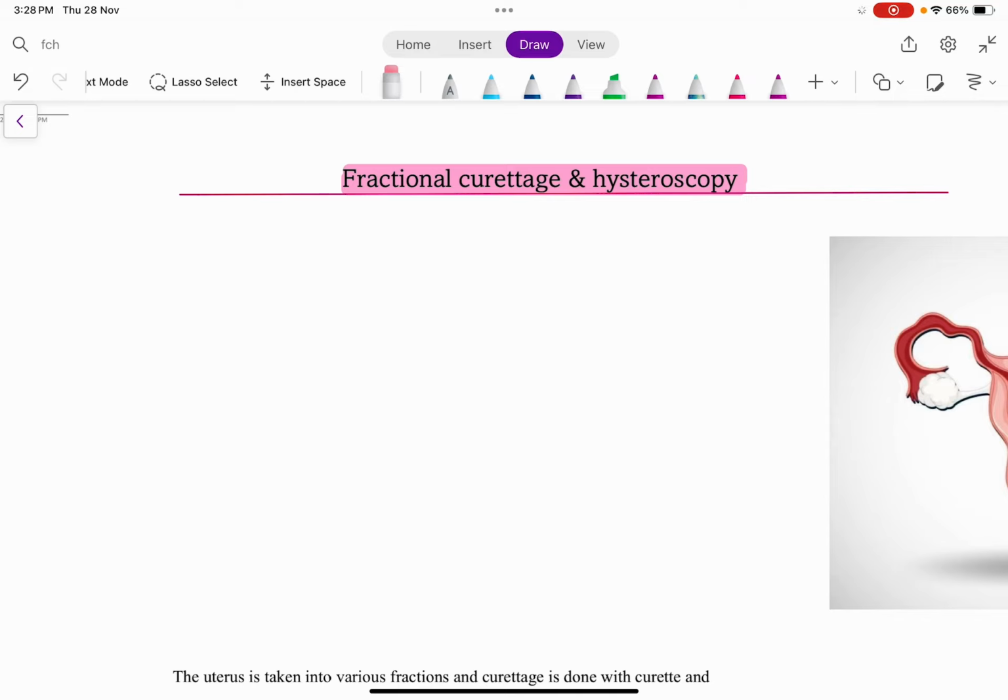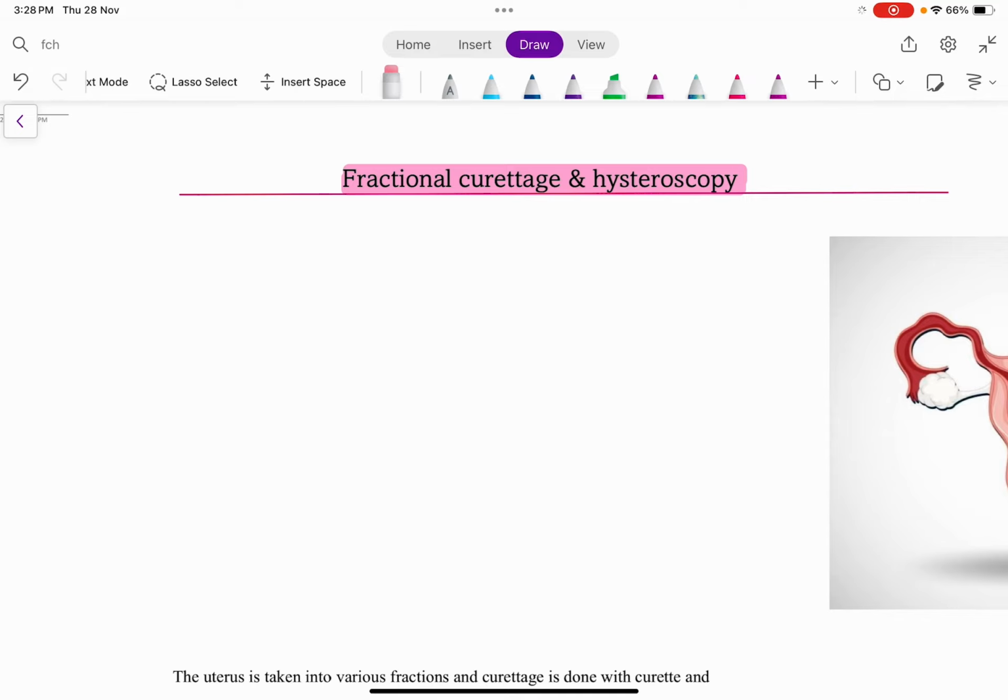This is because with fractional curettage and hysteroscopy, you are actually going to visualize the interior of the uterus, and you are going to take samples from every single part of the uterine cavity. Since you assess the entire endometrium and subject it to histopathological examination, fractional curettage and hysteroscopy is more sensitive than the other procedures such as dilatation and curettage with hysteroscopy and the endometrial sampling as well. Is that clear?